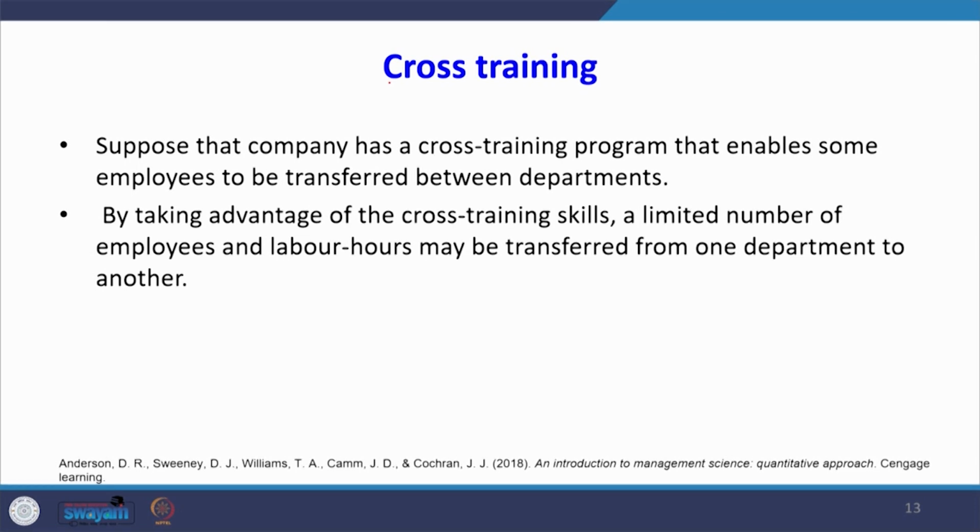So, how are we going to do it? Through cross training. What is cross training? Suppose that the company has a cross training program that enables some employees to be transferred between departments. Cross training means if a person is specialized in one department, his skills can be increased and updated, and he may become eligible for working in other departments also. That is the meaning of cross training. So, by taking advantage of cross training skills, a limited number of employees and labor hours may be transferred from one department to another department. That is what we are going to do.